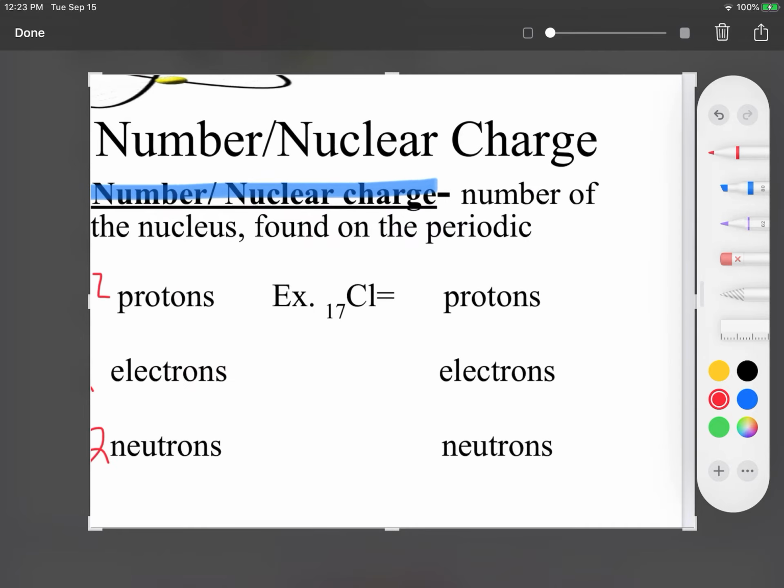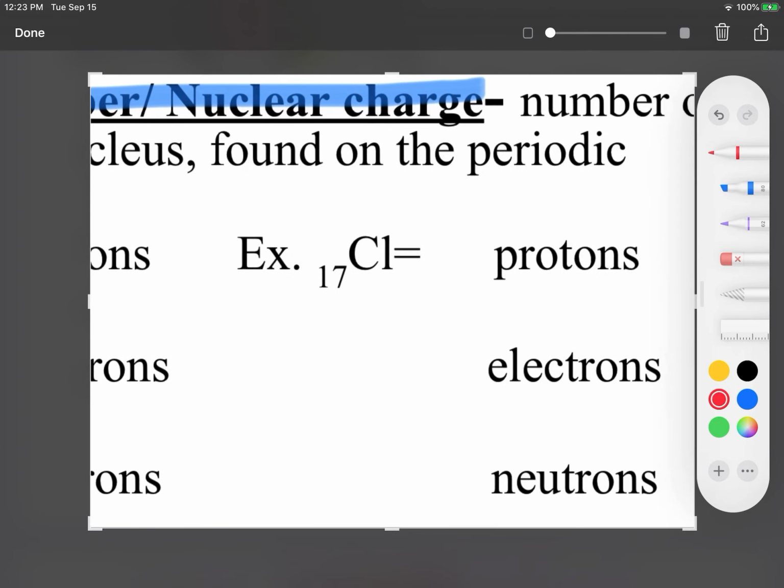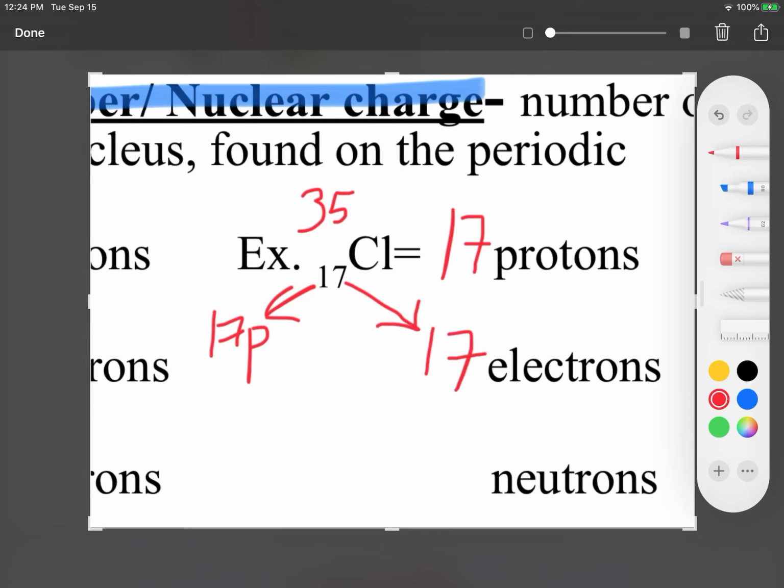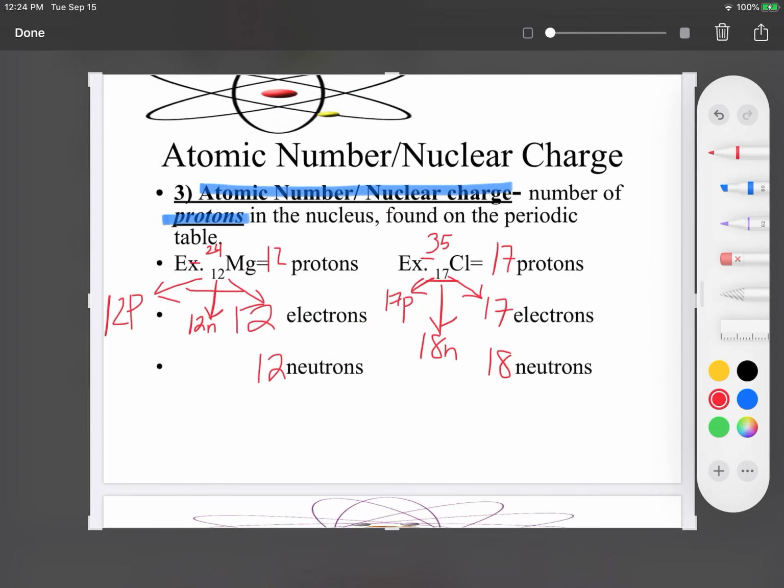Okay, hit pause and do this one yourself after I give you the mass. The mass will be 35. I'll give it to you now. But now you go to your periodic table and round it off. So the number of protons here is 17. The number of electrons here is 17. You subtract to get neutrons, and that will give us 18 neutrons. Okay, let's get rid of this slide here.